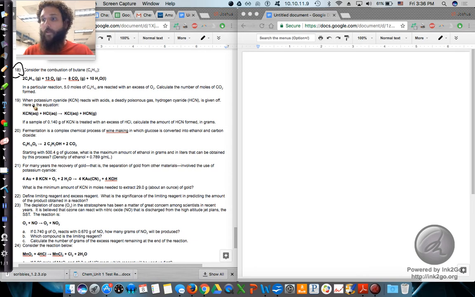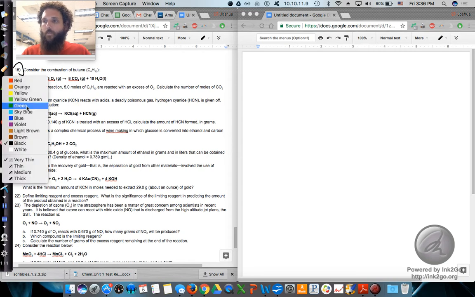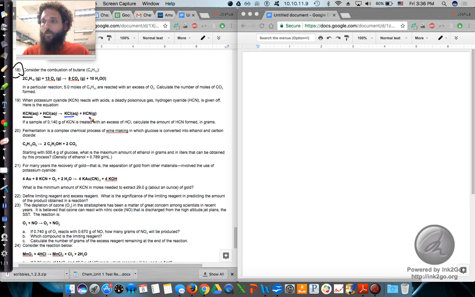why it's mass-to-mass. All right, so we have potassium cyanide reacts with acids. A deadly poisonous gas, which is the hydrogen cyanide, is given off. And here's the equation for that. So that's background information, stuff we don't need in order to solve the problem. But we can start looking at what we have in terms of the reactants and what we have in terms of the products here.